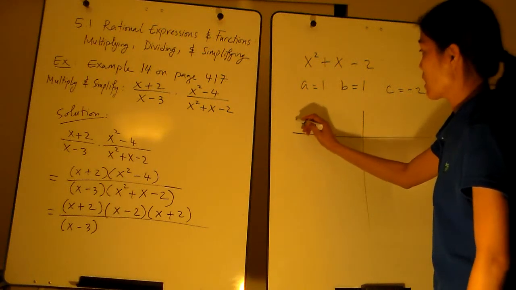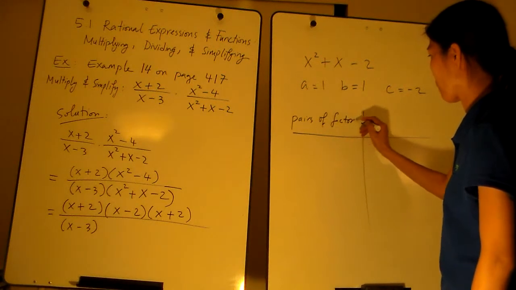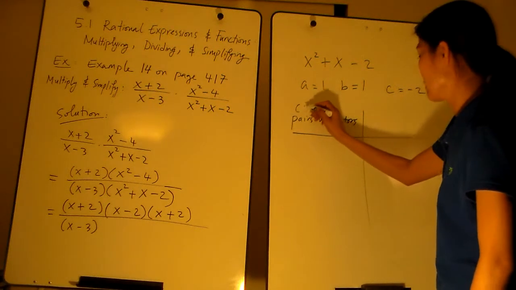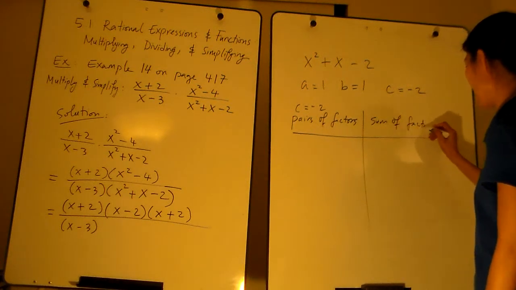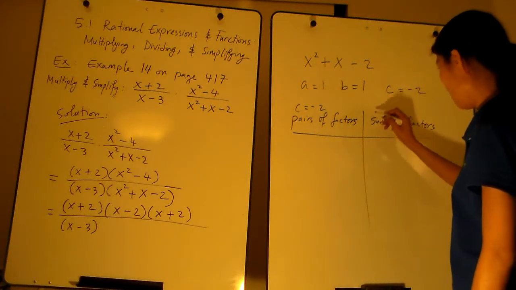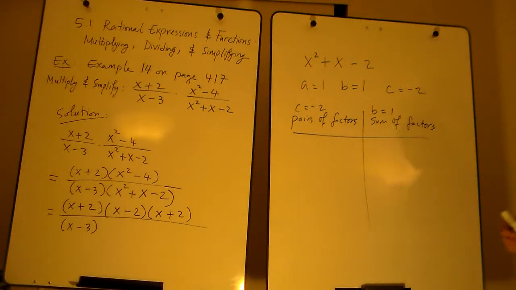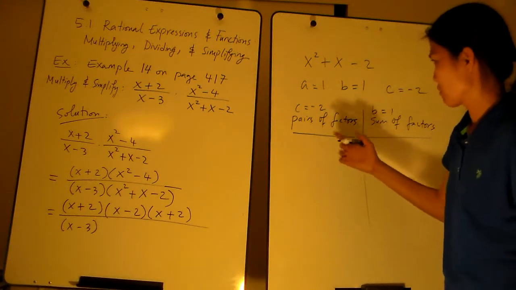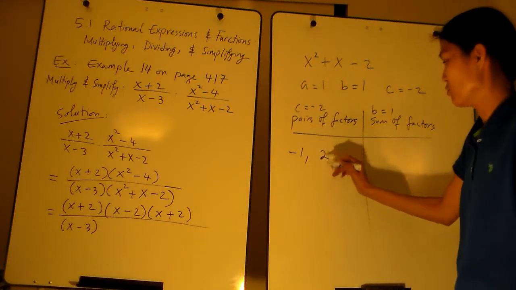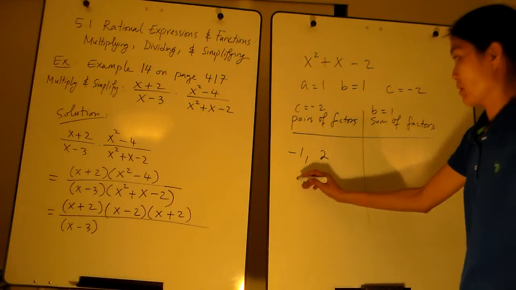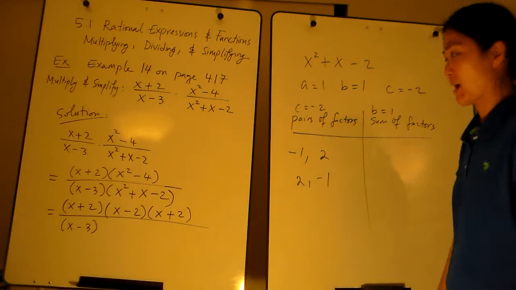These are pairs of factors. These factors come from C, okay? C is negative 2. The sum of the factors comes from B, which equals 1. So this is review, okay? Nothing new. For C you have negative 2. Factor out negative 2, you have either negative 1 times 2, or 2 times negative 1, okay? And that's all you can have for the factors.